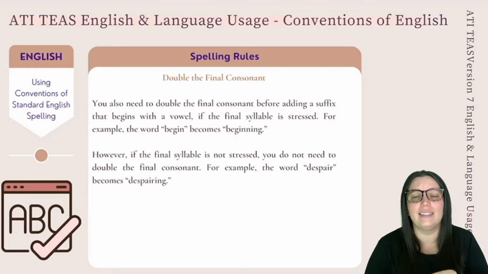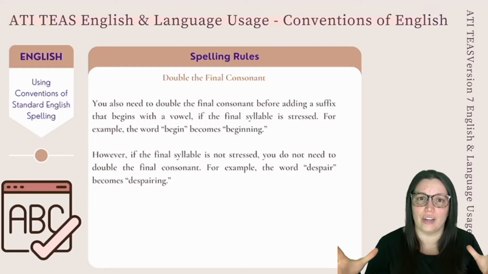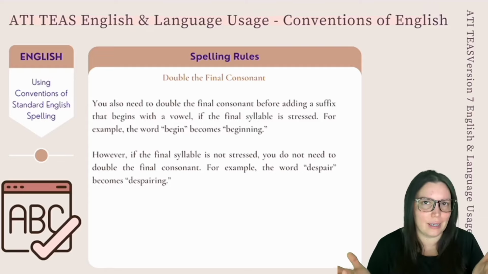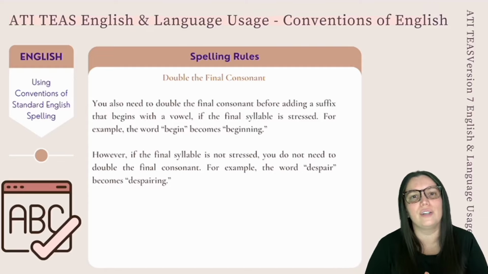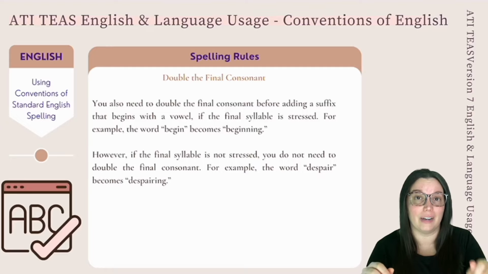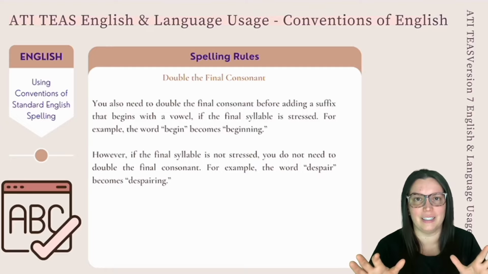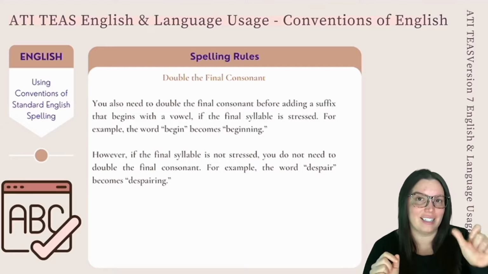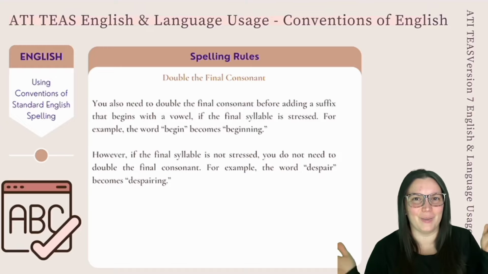However, if the final syllable is not stressed, then you do not have to look at doubling the final consonant. So for example, the word despair becomes despairing. Do you hear the difference? Beginning, despairing. It's very different. So if that final syllable is stressed, you add the double consonant, and if it's not, you don't.